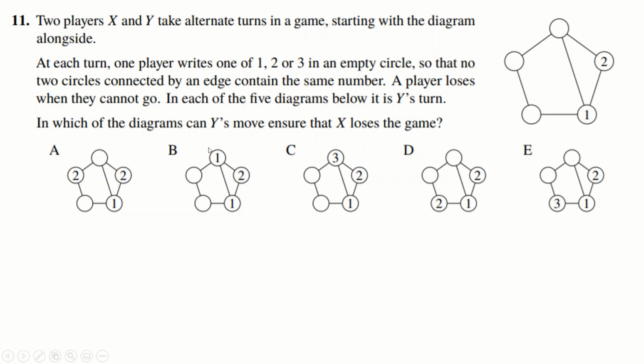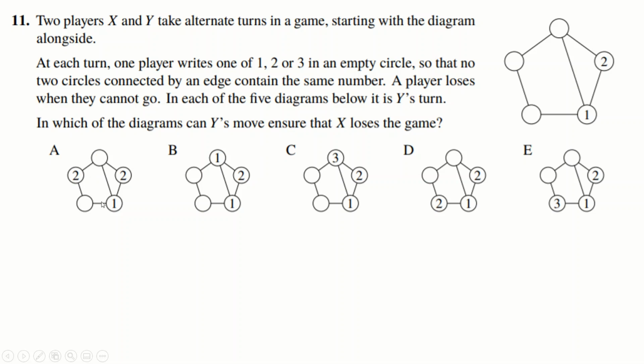Question number 11. I'm not really sure how to demonstrate how to do this question. It's kind of a weird one. There's a game. They take it in turns. You need to write a number that doesn't already connect to another number. So for example, the next player can't put a 1 here because it already connects to a 1, so a 3 has to go here, for instance, because you can't put a 2 here and you can't put a 1 here. And then whoever loses is the person who can't put a number down.